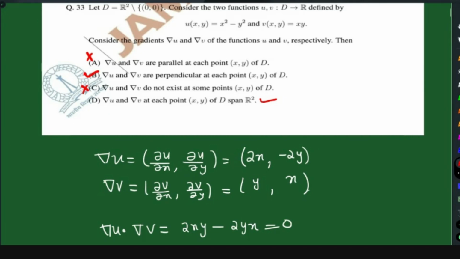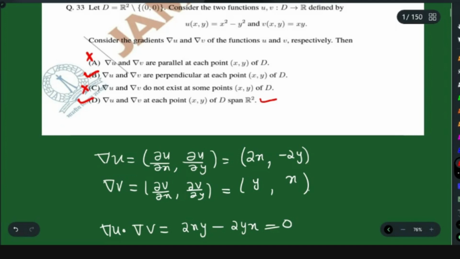Yes, two vectors are perpendicular means they are linearly independent, and the dimension of R2 over R is in fact 2. So two linearly independent vectors will automatically span entire R2. The linearly independent two vectors will span R2 because the dimension of R2 is 2. So this del U and del V will span R2. So this is also true.